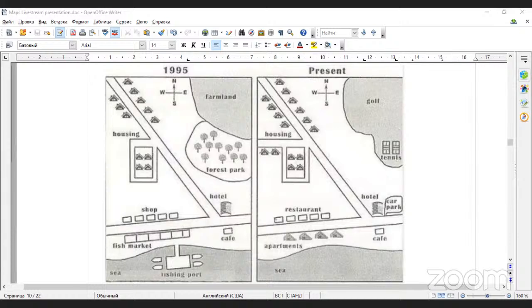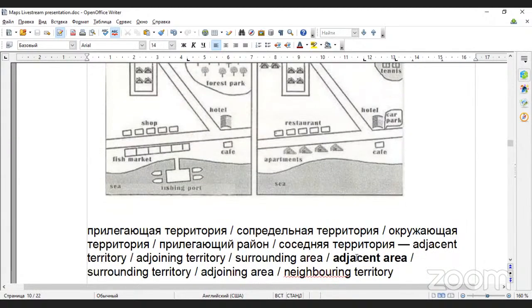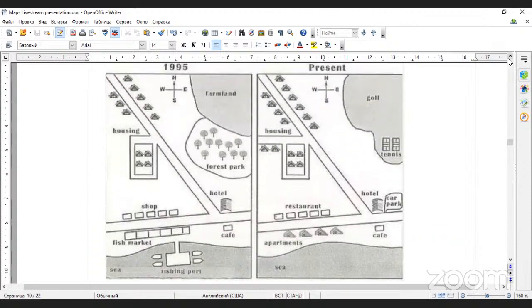Okay, Shashanka, neighboring, that's a good word. There is also a nice expression that you can use, maybe even in this map description: adjacent area or adjoining territory or surrounding area or neighboring territory. So adjacent area, that's a nice one. If you want, you can use it. Okay, you still have 4.5 minutes to describe these 2 maps.